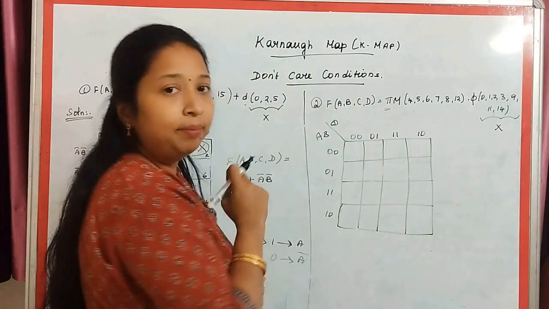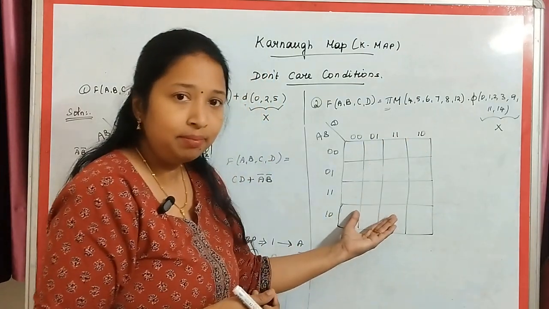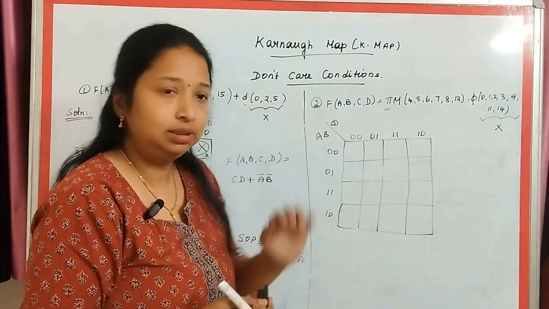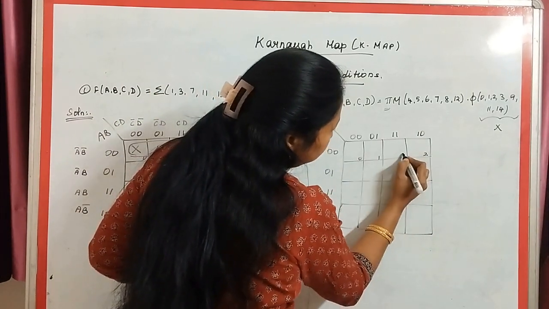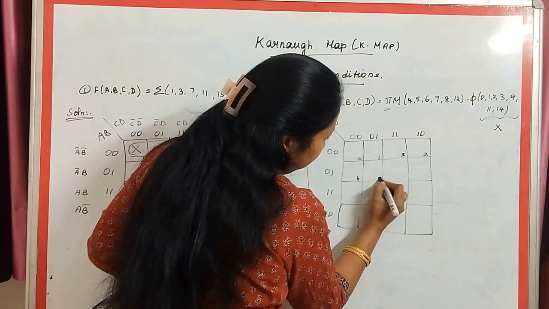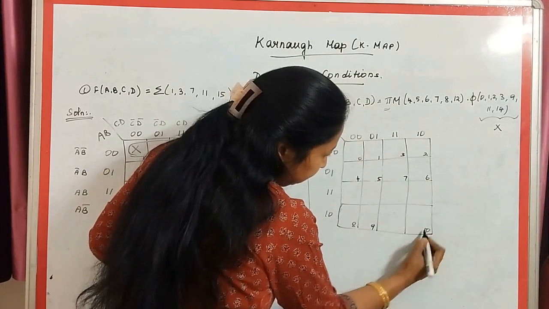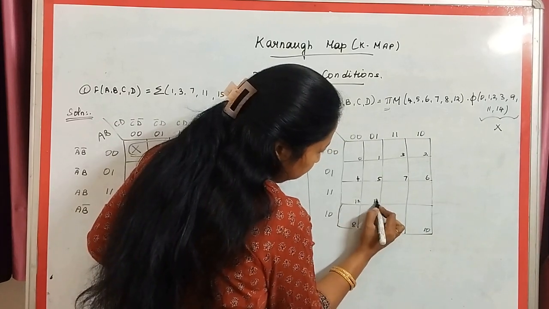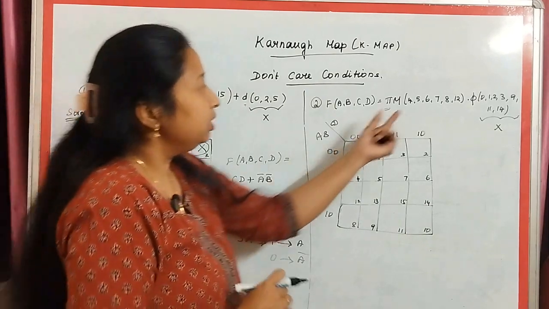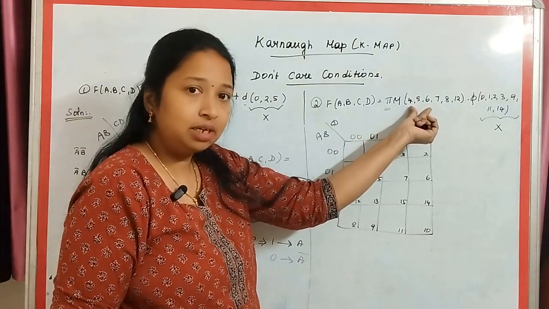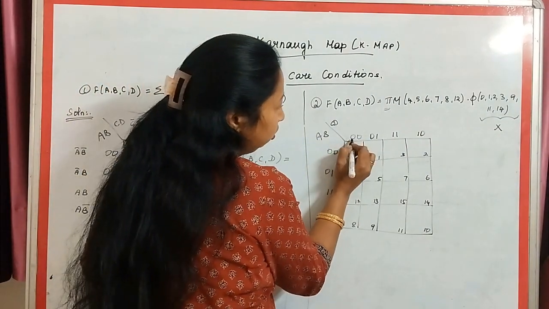It is pi. Pi means it is POS. So how will you be representing the terms inside the K-map? You will be representing them using a 0. Fine. Now, fill the decimal part also. It is 4, 5, 6, 7, 8, 9, 10, 11, 12, 13, 14 and 15. Now, these are the max terms. Max term means sum terms. So, accordingly, give the expression for this also.